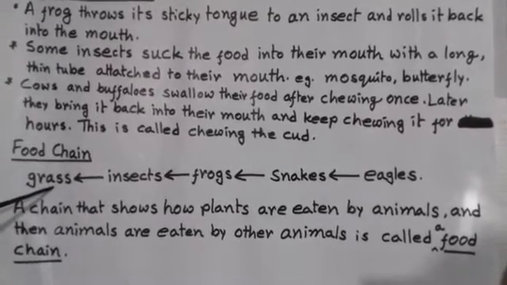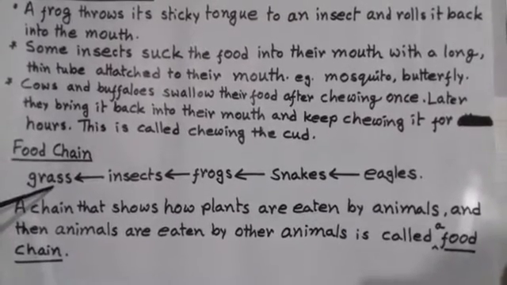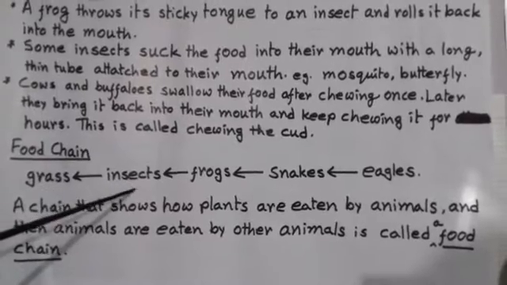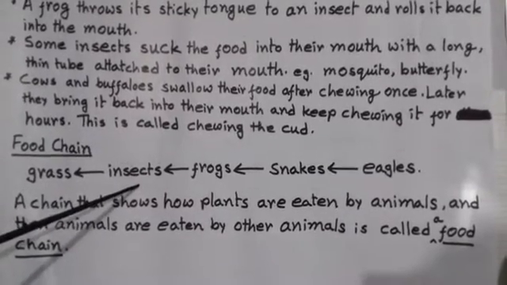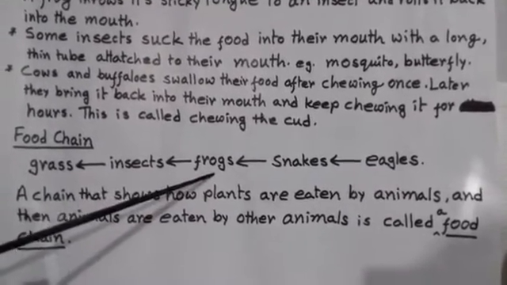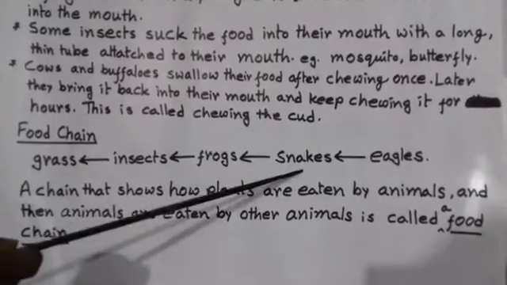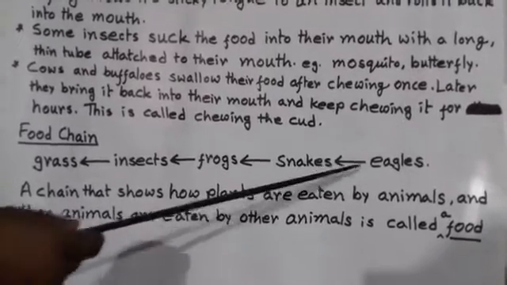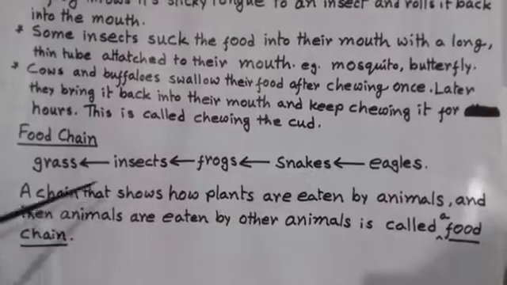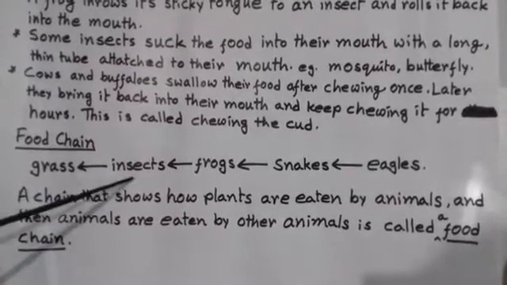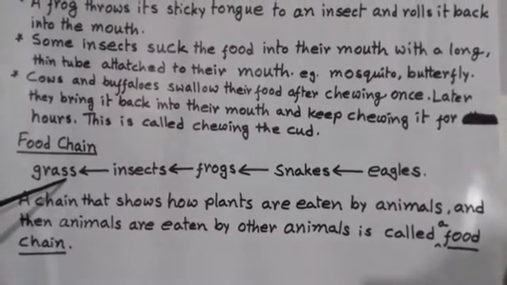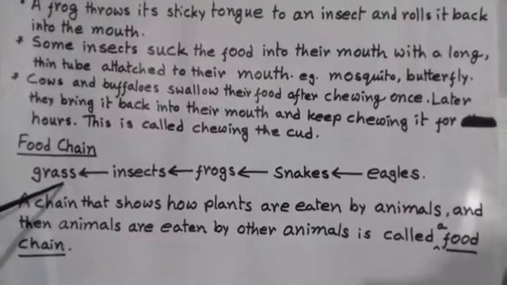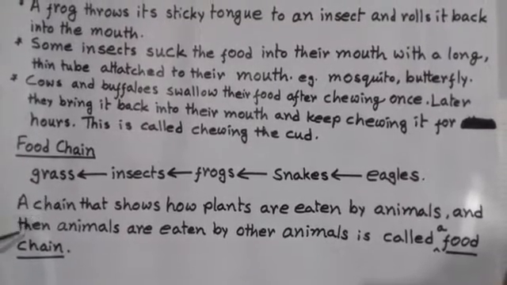Now this grass produces food, and this grass is eaten by insects. Insects are eaten by frogs. Frogs are eaten by snakes, and snakes are eaten by eagles. So we can see here is a chain system. So this chain is known as the food chain.